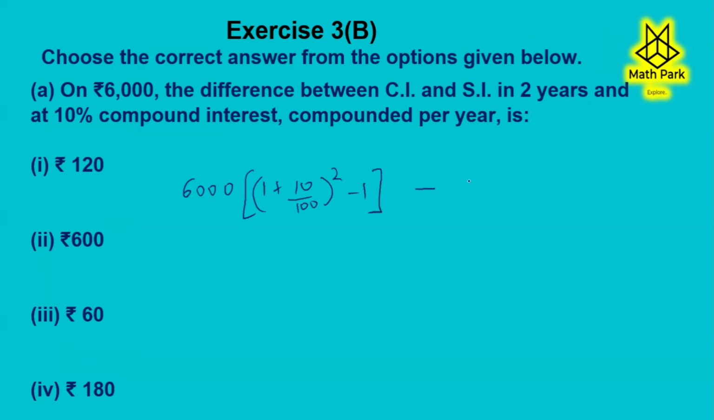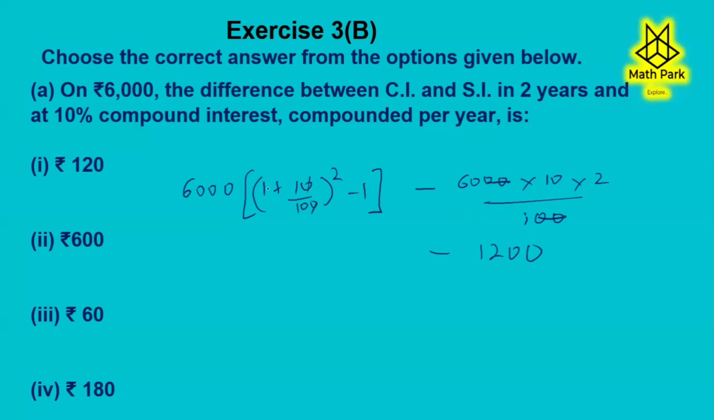The simple interest is PRT, that is 6,000 into rate of interest 10%, the time is 2 years, upon 100. This gives you the simple interest. And now we are finding the difference between both. Let us simplify this. So simple interest, I'm getting 6 2s are 12, I'm getting this as 1200.